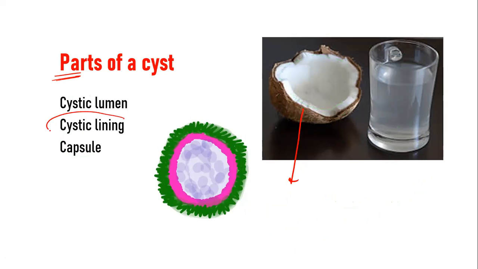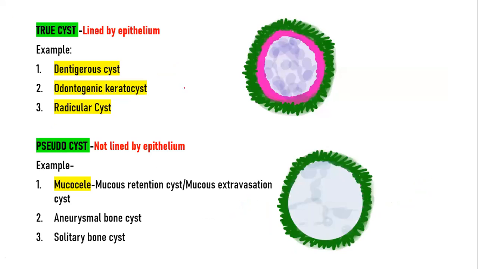Based on the presence or absence of the cystic lining, the cyst can be classified into a true cyst or a pseudocyst. So the cysts which do have an epithelial lining, this pink in color, these are called true cysts. Example, dentigerous cyst, odontogenic keratocyst, and radicular cyst.